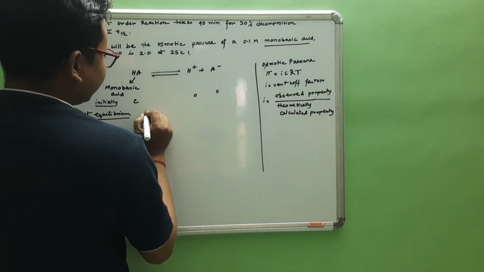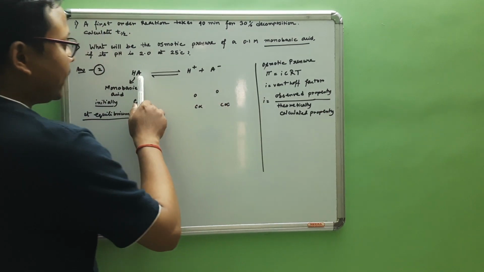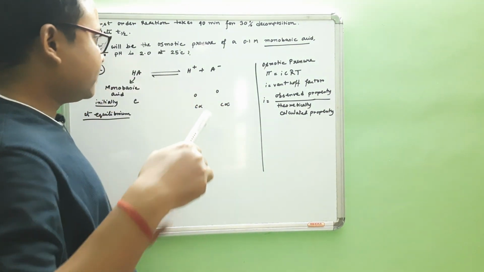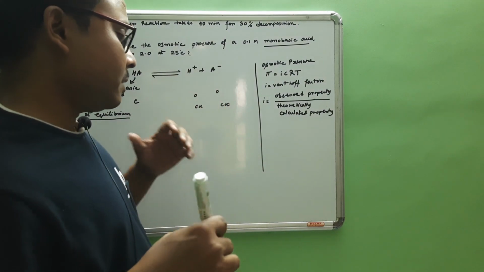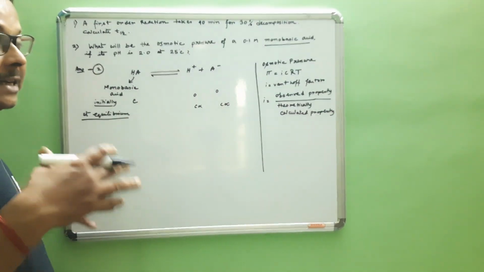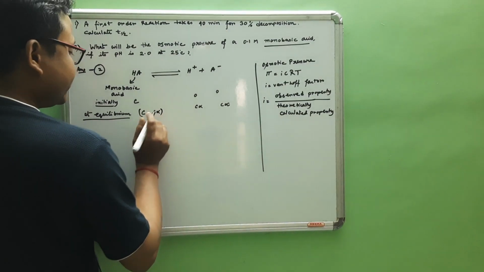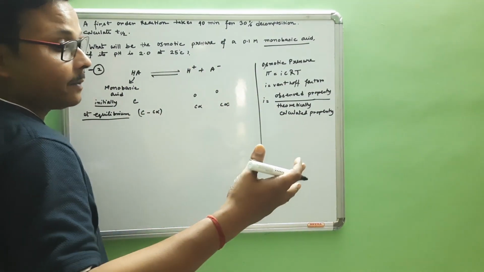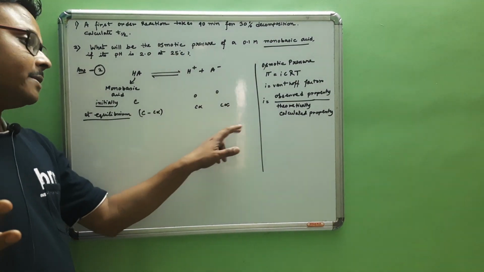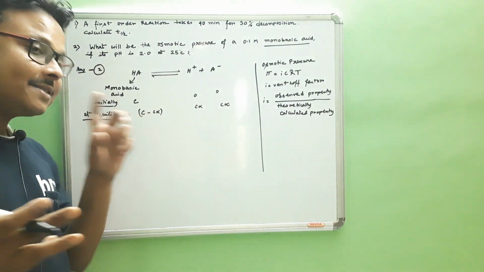At equilibrium, it gives C alpha and it gives C alpha also. That means one molecule of HA gives one ion of H plus and one ion of A minus. So what is the fraction of molecules of HA left? This is C, and it is C minus C alpha. This is not C minus C alpha minus C alpha, because one molecule of C gives two species, C alpha and C alpha. So one molecule of C is sufficient. That's why I subtract only one C alpha.